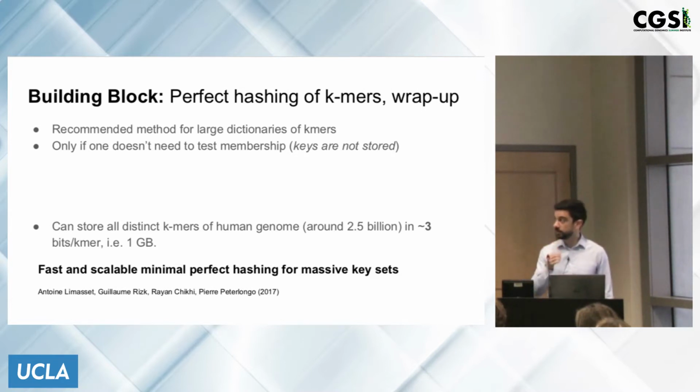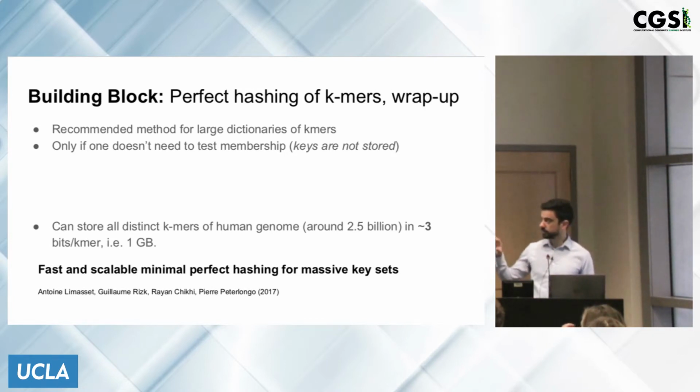Fortunately, there are better ways for doing this. The recommended method, in my opinion, to store a large dictionary of k-mers, so to associate values to k-mers, is to construct a perfect hash function. And of course, the limitation is that you don't need to test for membership. So for instance, a classical use case is you want to hash all the k-mers in a data set and then do queries on this data set. Then you know that you will never query other k-mers than the ones you've previously seen before. Then those functions are exactly what you need to construct.